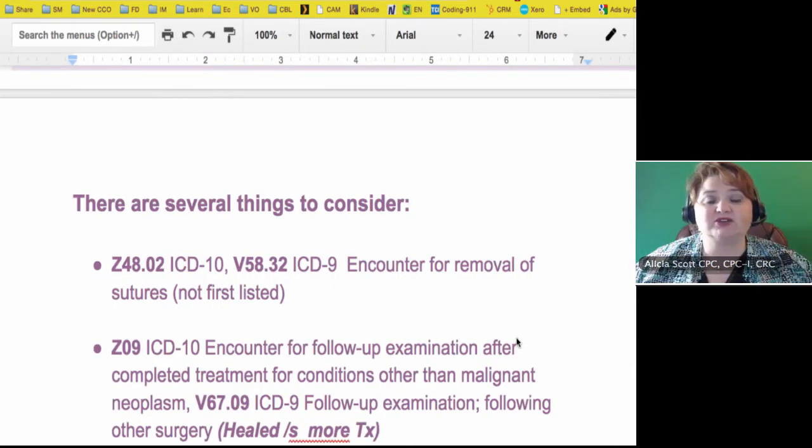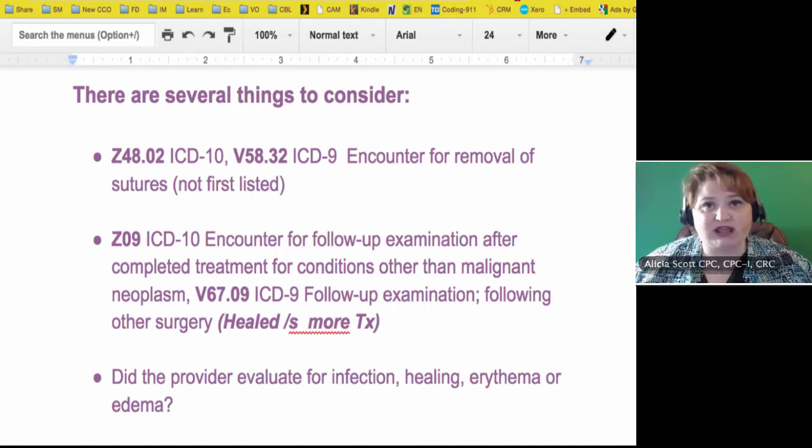So for diagnosis, there is a code, and I gave you the ICD-10 and the ICD-9, encounter for removal of sutures. This is not a code that can be used as a first listed diagnosis. So that S code that we used earlier would be your first diagnosis, subsequent encounter, and then you would use this Z code for the reason they're there, to have the sutures removed.